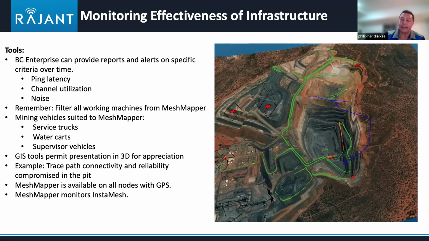So once again, the best tools. Mesh Mapper is available on all nodes with GPS, and Mesh Mapper monitors essentially the InstaMesh application for you, because you have the cost, you have the SNR, you're getting a fairly good idea of how your machine is functioning with respect to your infrastructure.